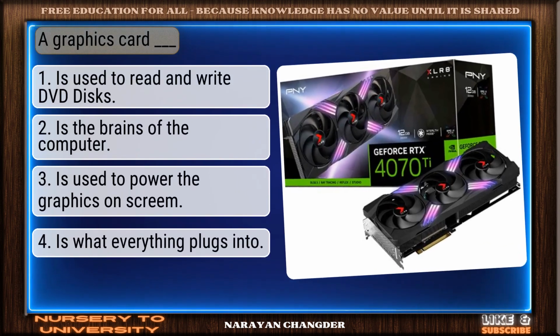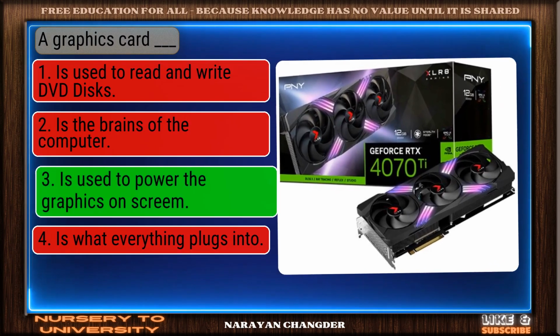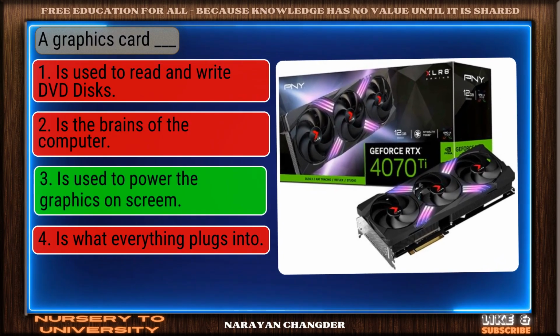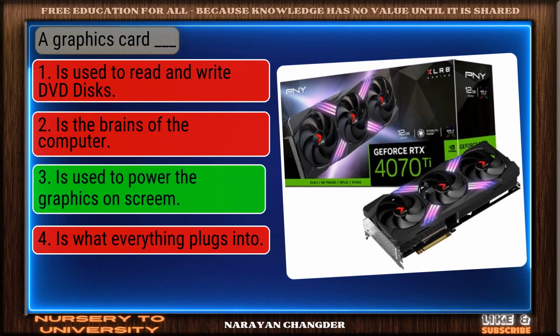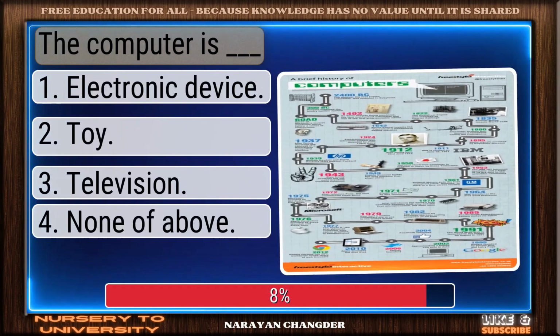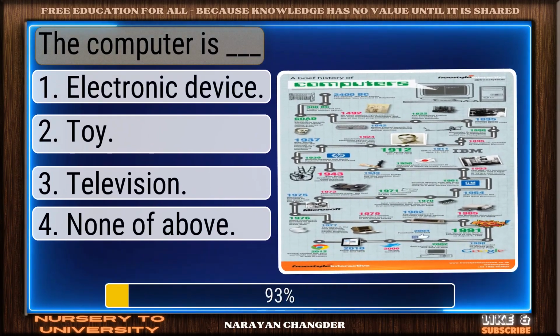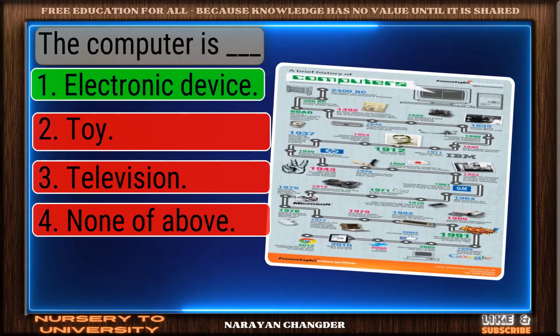Question number 73. A graphics card dash. Correct. Is used to power the graphics on screen is the right answer. Question number 74. The computer is dash. Perfect. Electronic device is the correct choice.